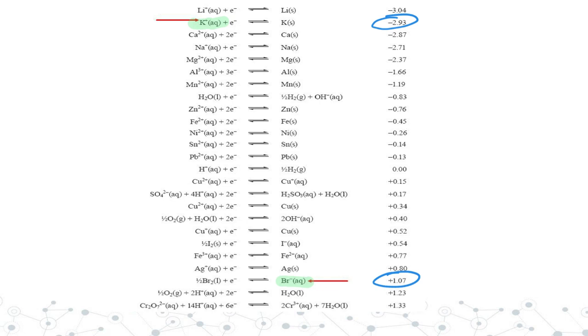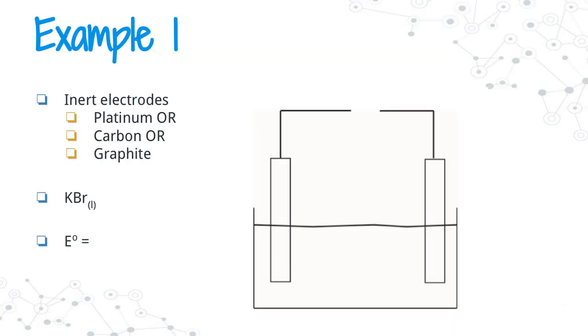So what's happening here is the potassium ions, since it's our oxidizing agent, are going to undergo reduction. And so that's going to happen at the cathode. And our bromide ions are going to undergo oxidation, and that is happening at the anode. So let's go put these on our diagram.